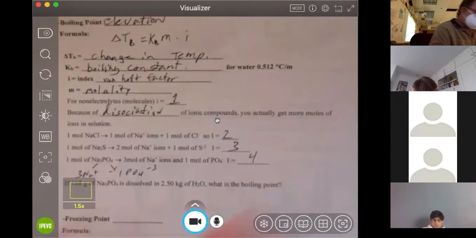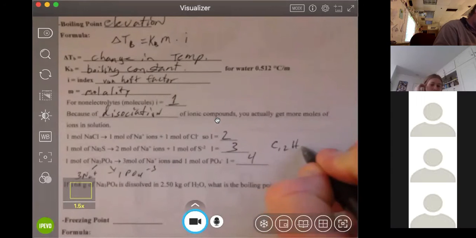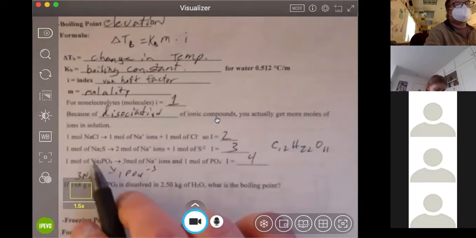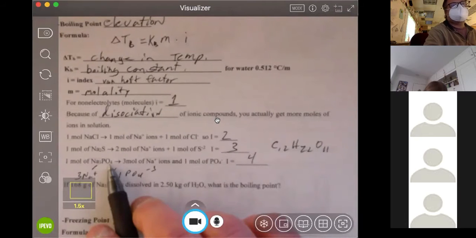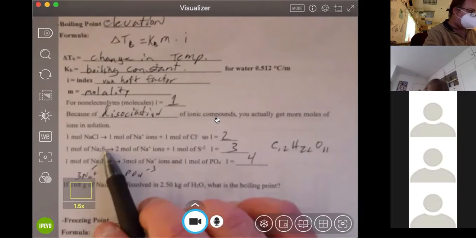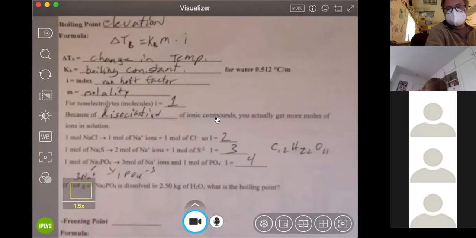Yeah. How about... Did you just count the moles? Is that what you did? I counted the particles, 3 sodiums and 1 phosphate. 2 sodium, and because they break apart, right? They dissociate, right?